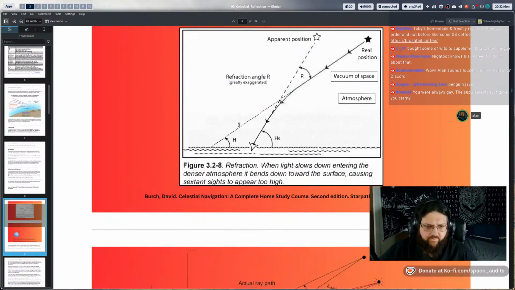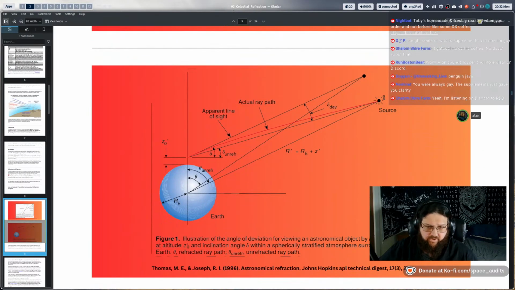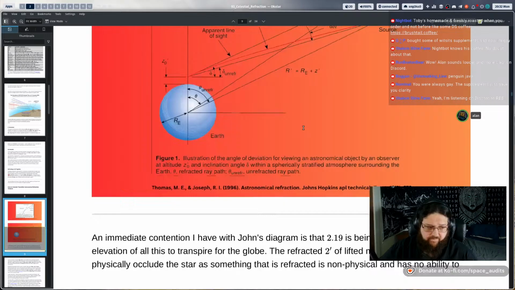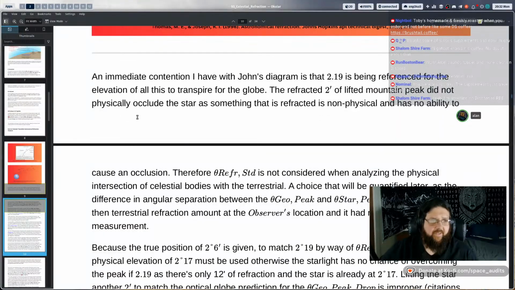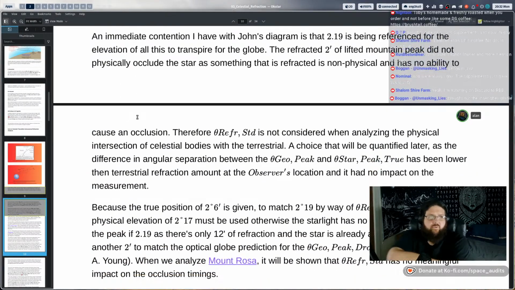All right, so we went over the refraction and bending of the light already. So here's just a quick recap on that. Source is lower, apparent position's higher. All right. An immediate contention I have with John's diagram is that 219 is being the reference for the elevation for all this to transpire on a globe.